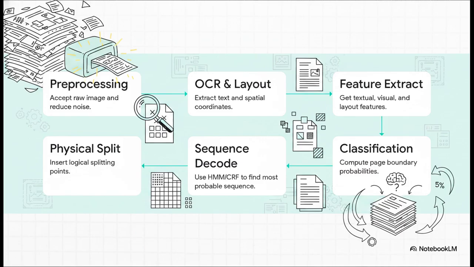First, it takes the raw images, runs optical character recognition to grab the text, extracts the visual and textual features, and then runs probabilistic classification on every single page. But step 5 is where the literal magic happens: sequence decoding. See, the machine doesn't just look at pages in isolation, it analyzes the logical sequence of the entire batch.